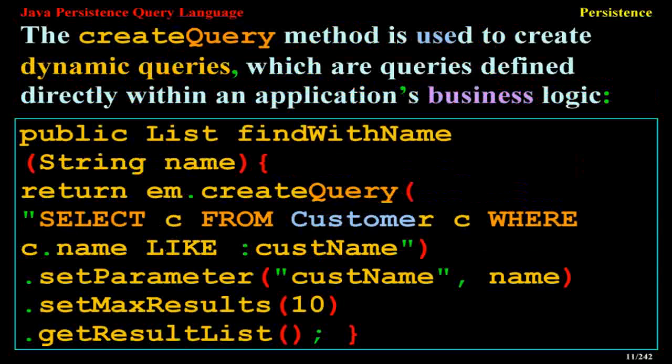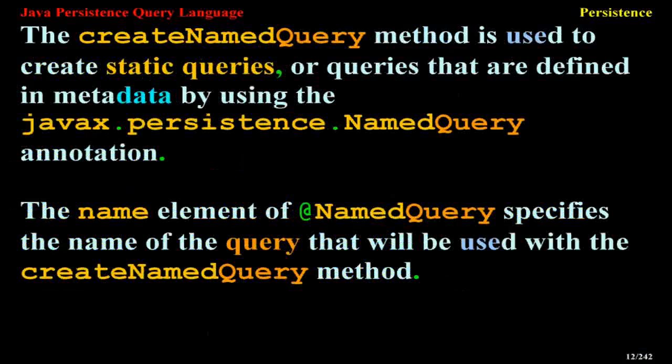public List findWithName(String name) { return em.createQuery("SELECT c FROM Customer c WHERE c.name LIKE :custName").setParameter("custName", name).setMaxResults(10).getResultList(); } The createNamedQuery method is used to create static queries, or queries that are defined in metadata by using the javax.persistence.NamedQuery annotation.